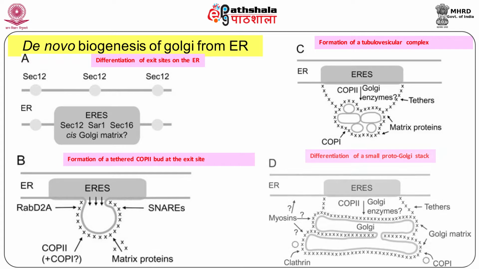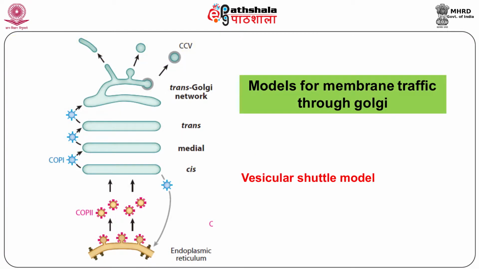Finally, the complex differentiates into a mini proto-Golgi stack with structural characteristics of both cis and trans phases, including clathrin coated buds. At some stage, Golgi enzymes bound to ER membrane are transferred into this proto-Golgi stack. Upon transfer, they are anchored in the correct cisternae. Classically, there are two models proposed for transport of newly synthesized glycoproteins through Golgi apparatus.